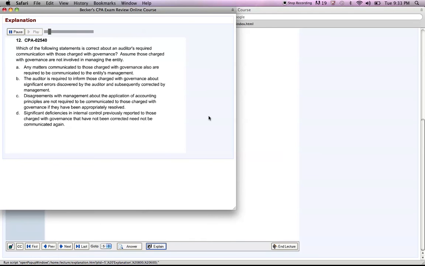Which of the following statements is correct about the auditor's required communication with those charged with governance, assuming that those charged with governance are not involved in the management? The correct answer here is letter B. The auditor is required to inform those charged with governance, but who are not part of management, about significant errors discovered by the auditor and subsequently corrected by management. So we're not going to let management fix it and then say, don't tell anybody about this. Correct answer, letter B.